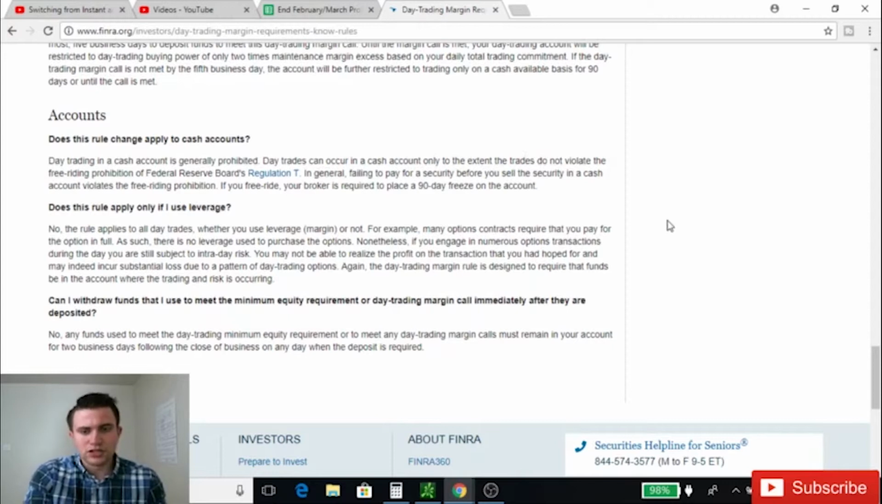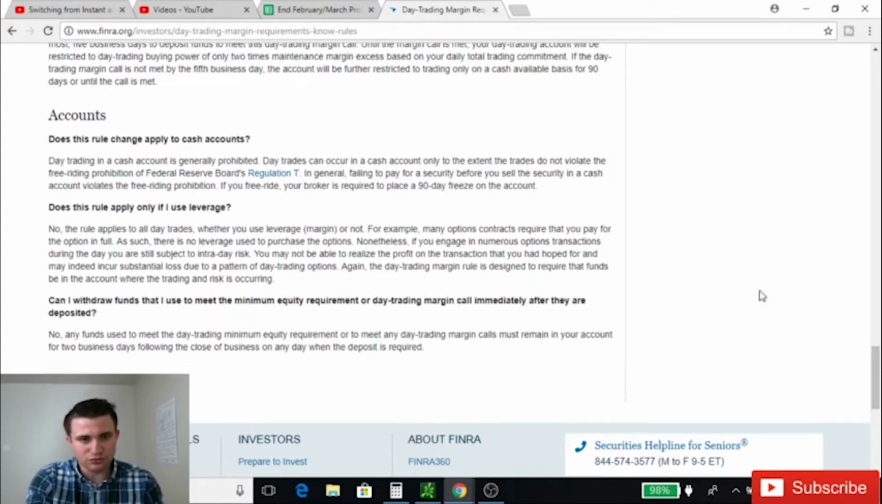But point being, what they're essentially saying is a cash account is your best chance of being able to quote unquote day trade and not be labeled as a day trader, where the PDT rule kicks in and pretty much limits you to the point that you have to swing trade instead of day trade.